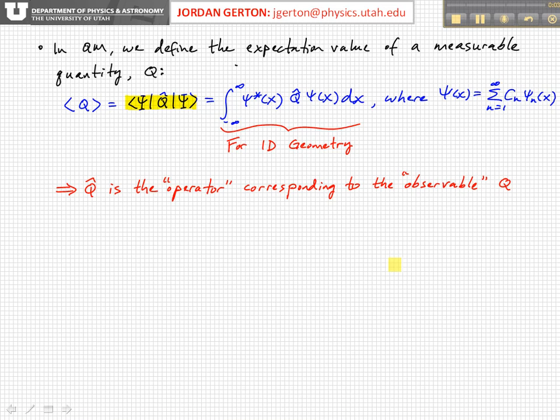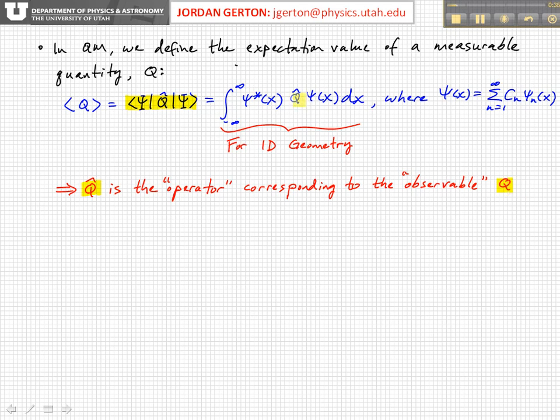Okay, so in the notation that we've been using, the expectation value is first you take the operator, and I'll explain that in just a second. First you take the operator Q hat. Q hat is the operator that corresponds to the observable Q. So Q without the hat is a quantity. It's a measurable quantity, or an observable, okay? And Q hat is the operator associated with that observable quantity, that measurable quantity.